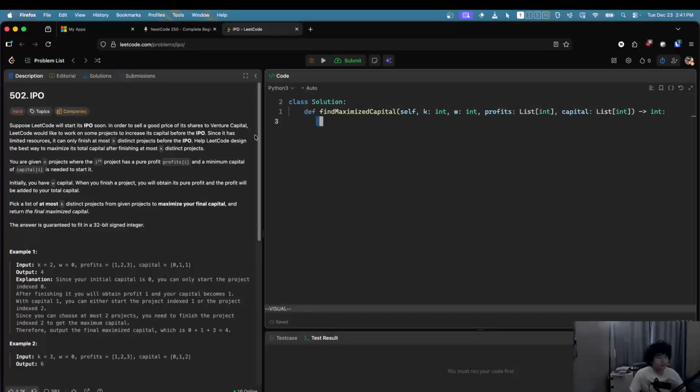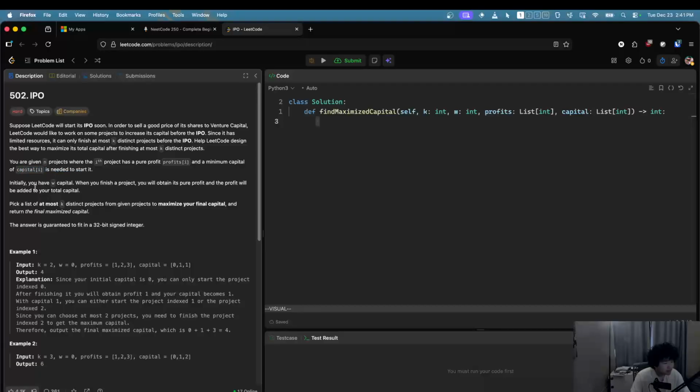Okay, let's do this problem here. IPO. Suppose LeetCode will start an IPO soon in order to sell its shares at a good price to venture capital. It can only finish at most K distinct projects before the IPO. Help design the best way to maximize total capital after finishing at most K distinct projects. You are given N projects where the i-th project has a pure profit of P[i] and a minimum capital of C[i] is needed to start it.